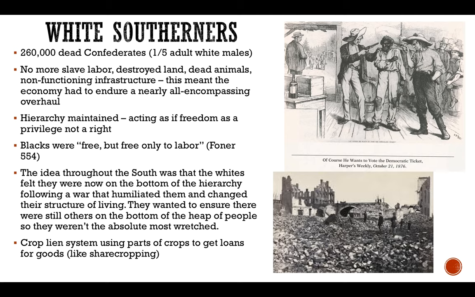The idea throughout the South was that whites felt that they were now on the bottom of the hierarchy following the war, as they'd been humiliated, and it had changed their entire structure of living. They wanted to ensure that there were still others on the bottom of the heap, so they weren't the absolute most wretched. So by maintaining this racial hierarchy, they, in part, were hoping to save themselves from being on the bottom of the pile.